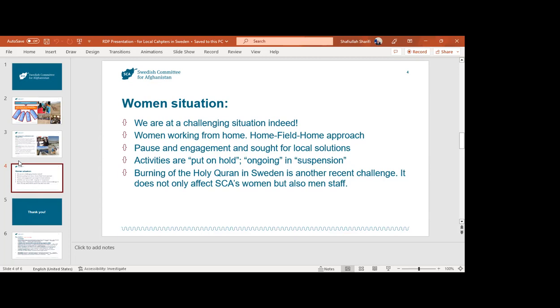The most burning issue, the burning of the Holy Quran in Sweden recently, was another challenge, as we all know, that affects not only women staff but also men staff. And so we are very cautious. Some measures were taken. Sometimes we were working from home, and now in some areas like in the east, although our activities are going on, there is a risk. So this is another challenge that we are facing.